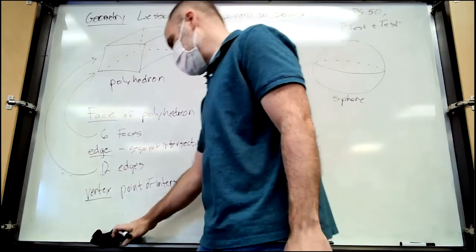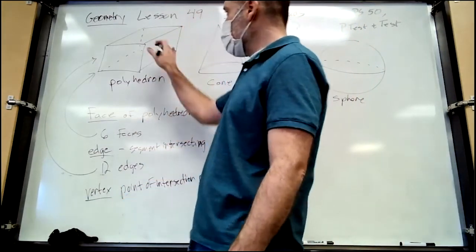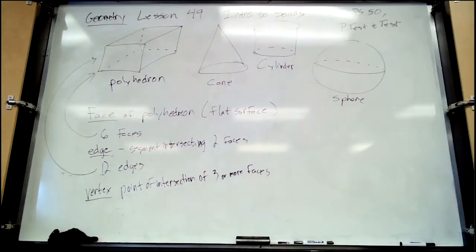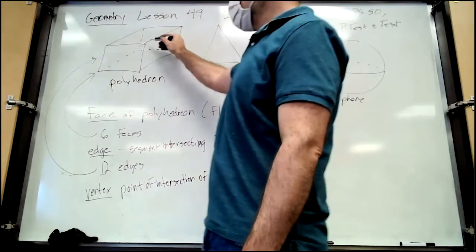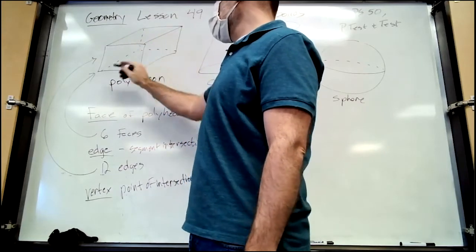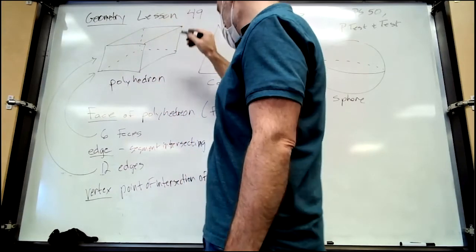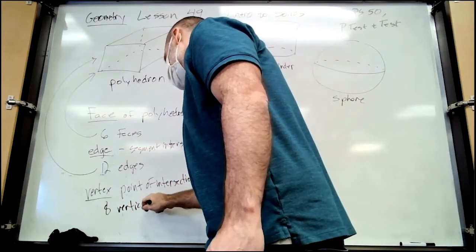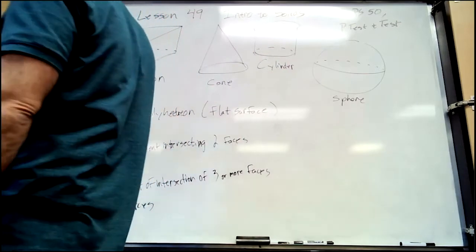So how many vertices does that rectangular prism have? 8. Look, you're just looking at the corners now, not the edges. 1, 2, 3, 4, 5, 6, 7, 8. So 8 vertices. Okay?